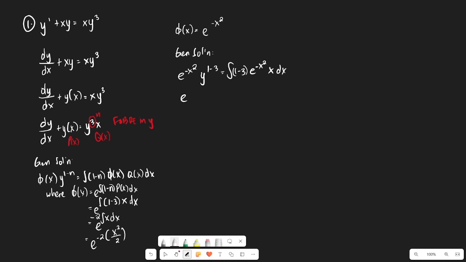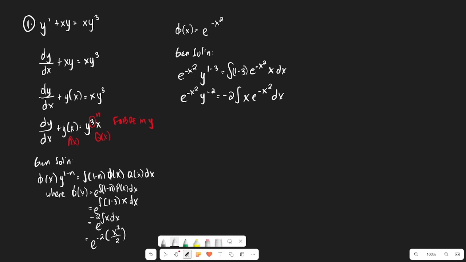So now let's just simplify this. We're going to have e raised to negative x squared, y raised to negative 2 is equal to 1 minus 3. You can actually take this out, we have a negative 2 right here outside the integral sign. You can put that right there. Then you're going to have negative x squared, or we can rewrite this as x e raised to negative x squared dx.